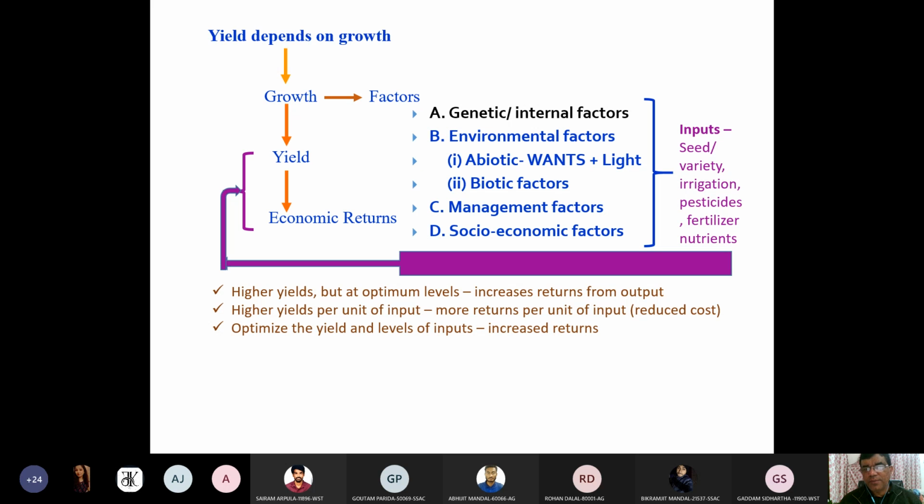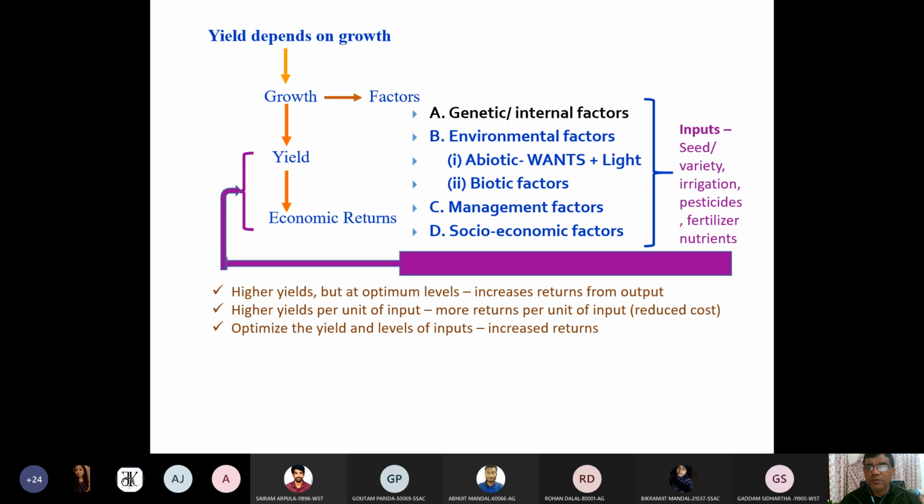Next is your soil, or somewhere to grow. So this soil is also an important factor, an important input you have seen. It is a fixed resource. Then light. So overall, what I mean to say is, here you see the biotic factors.